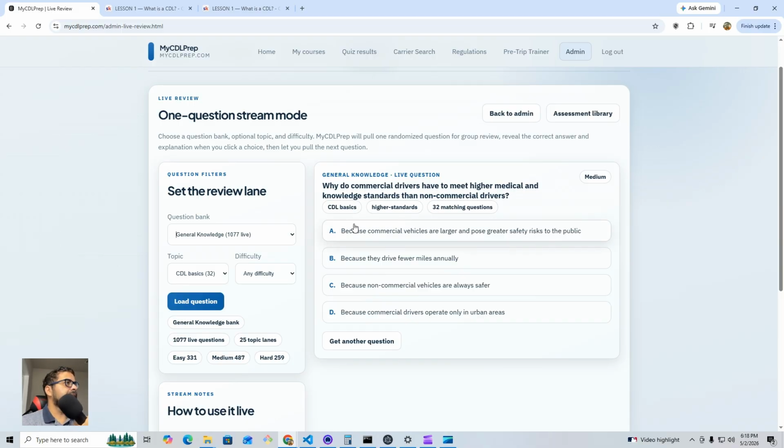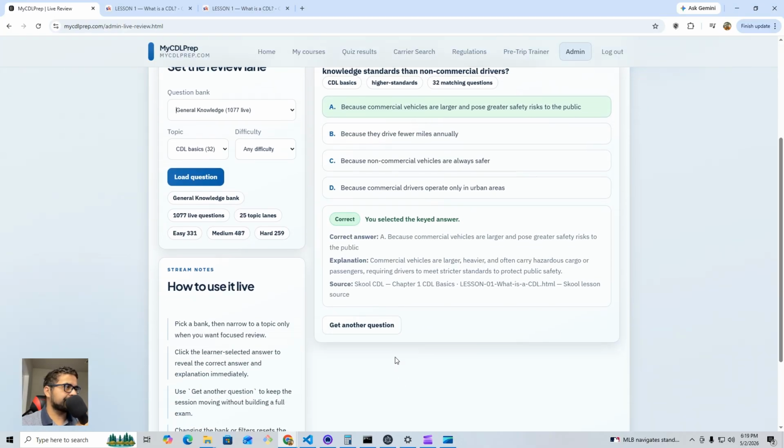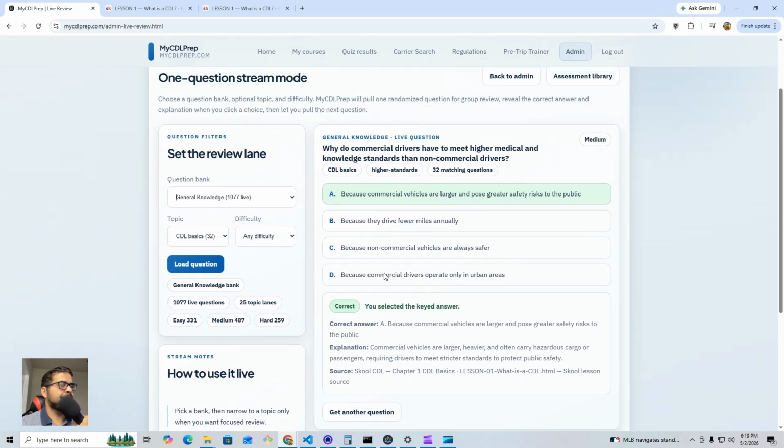Our first one is going to be, why do commercial drivers have to meet higher medical and knowledge standards than non-commercial drivers? Because commercial vehicles are larger and pose greater safety risks to the public, because they drive fewer miles annually, because non-commercial vehicles are always safer, because commercial drivers operate only in urban areas. I'm going to go with A for this one. And it's correct. And here it tells you what chapter, CDL Basics, lesson 1. It tells you exactly where it came from.